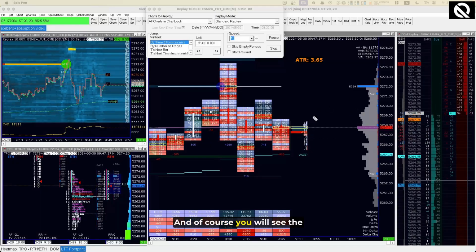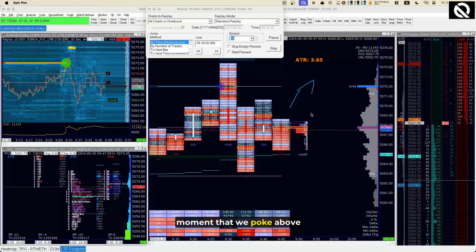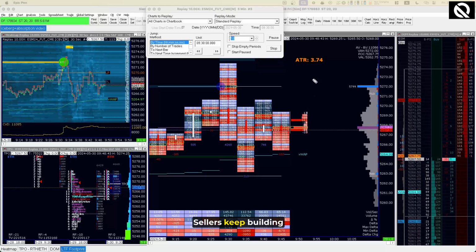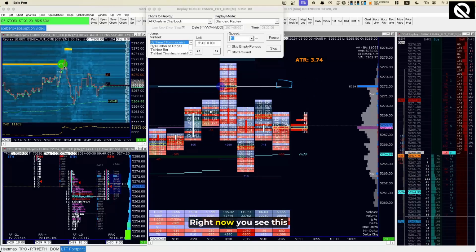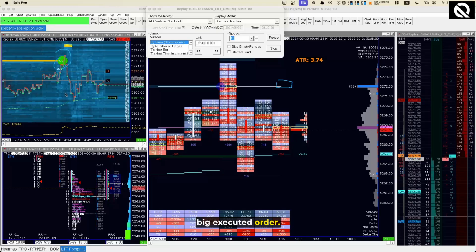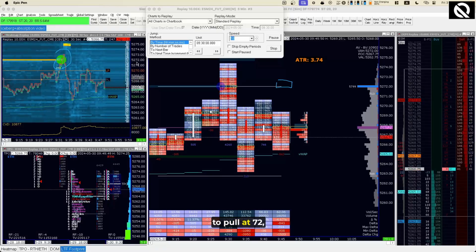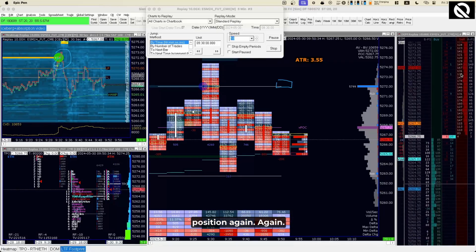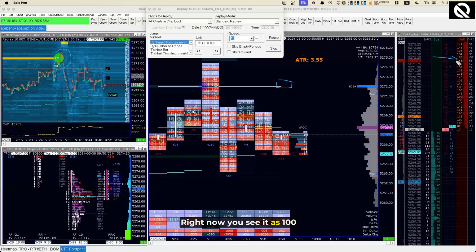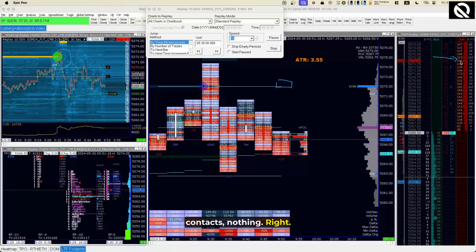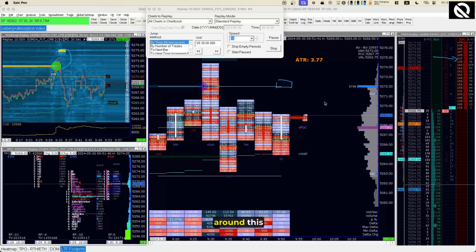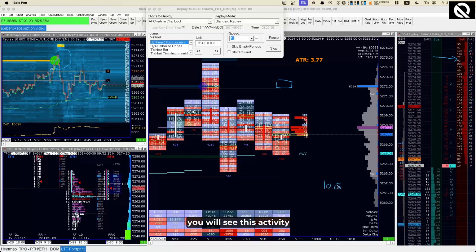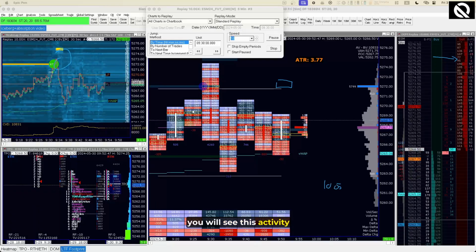And of course, you will see that the moment we poke above this reference again, sellers keep building their positions. Right now you see this big executed order, and the moment we pull at 72, they will start building this position again. Again, right now you see it as 100 contracts, nothing, right? The moment we approach around this .5, you will see this activity take place.